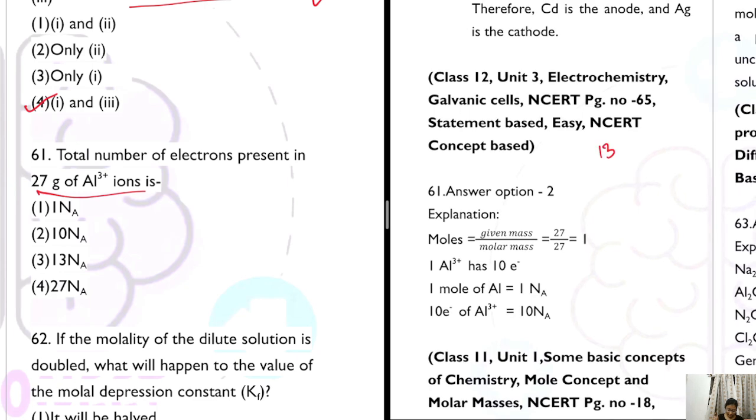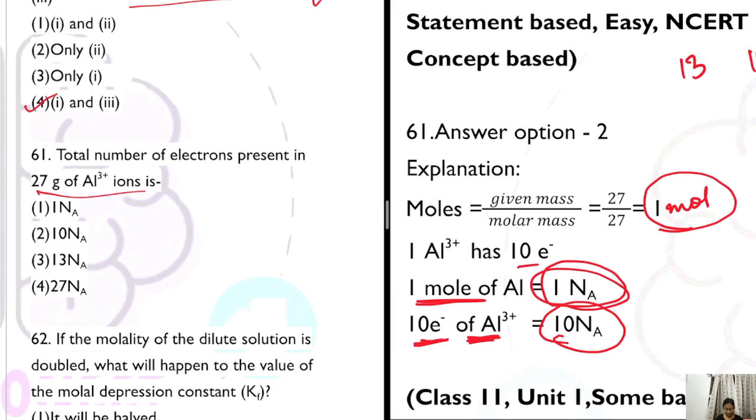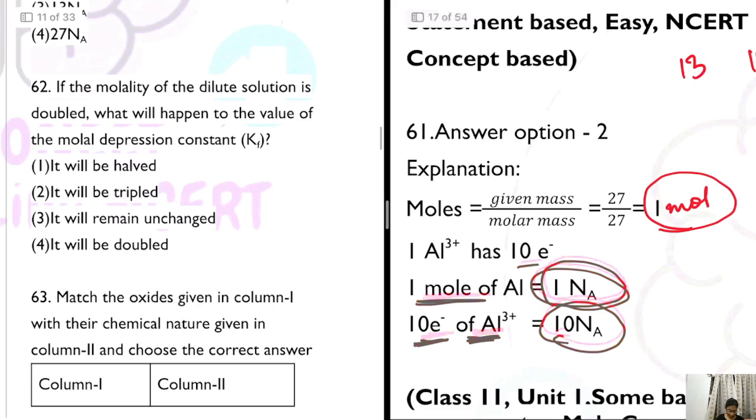Let's find the moles. Given mass is 27 and molar mass is 27, that is 1 mole. If one aluminium ion has 10 electrons, 1 mole of aluminium ions will have 1 into what? Avogadro's number. Whenever we have moles, we multiply by Avogadro's number. So it would have 10 into Na electrons. This is a bit conceptual, but it is important. Let's see the next question.